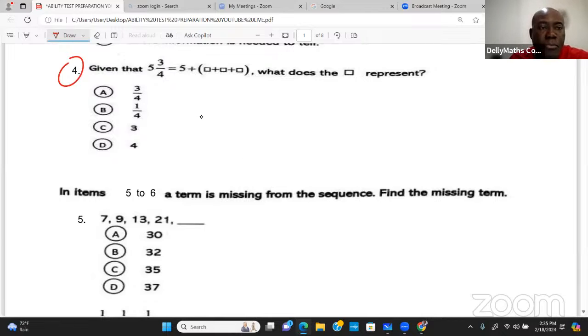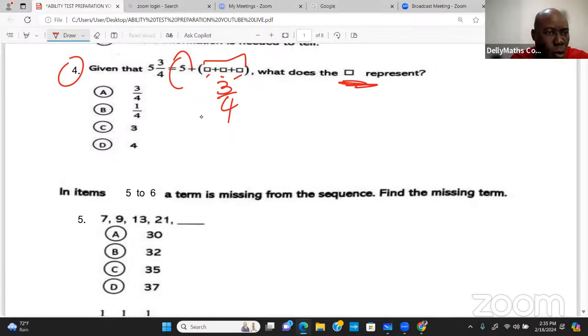We're at question 4. It says, given that 5 and 3/5 is equal to 5 plus square plus square plus square. We have 3 squares here. So what we want to do is to equate these 3 squares to 3/4, right? Because we already have the whole number 5. So we want to see what one of these little square boxes represents. You could see if these link to 3/4, each of them must be a quarter.